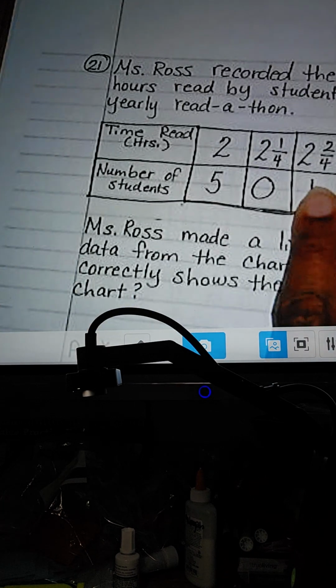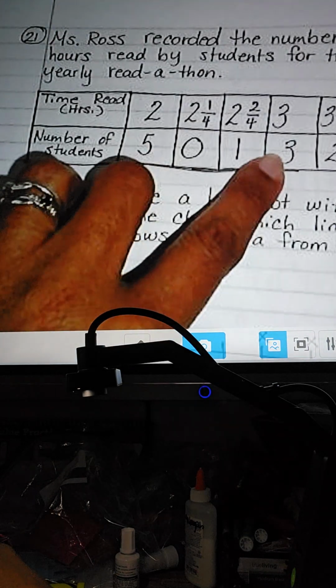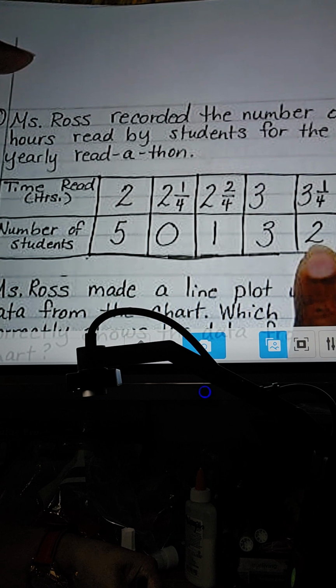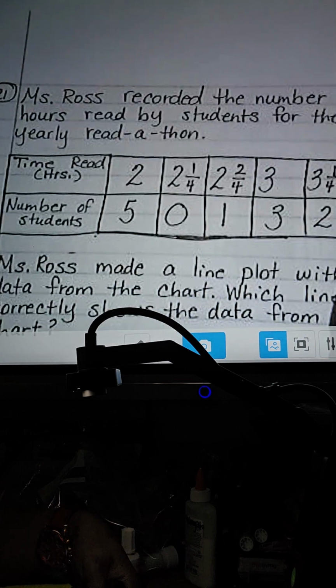That's correct. I can look back up here at my data. For 3 hours, 3 people read. Look back at my data. There it is. For 3 1/4 hours, 2 people read. Look back at my data. It's right there. And then for 3 2/4 hours, 4 people read. And look back at my data. That is why B is the correct answer. Questions?